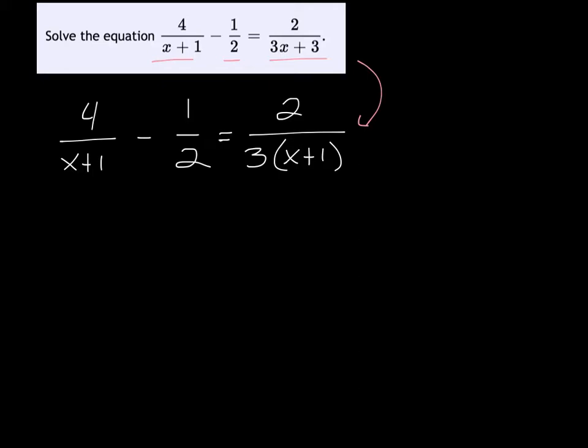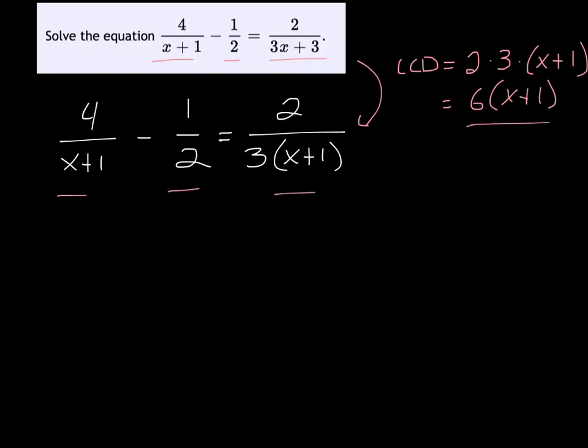Then to identify my LCD, identify my unique factors here. My unique factors are a 2, a 3, and an x plus 1, which could easily be simplified into 6 times x plus 1. Then what I'm going to do is multiply each term in this equation by this LCD.